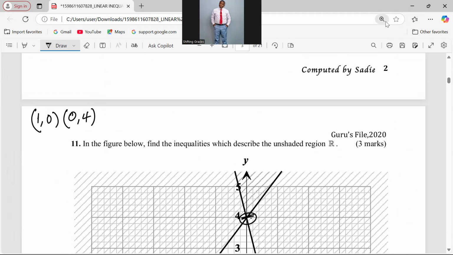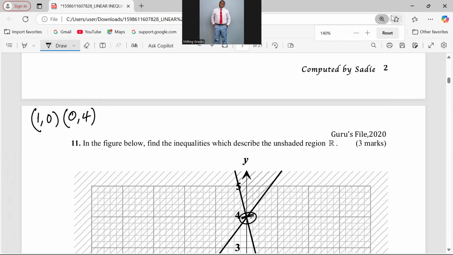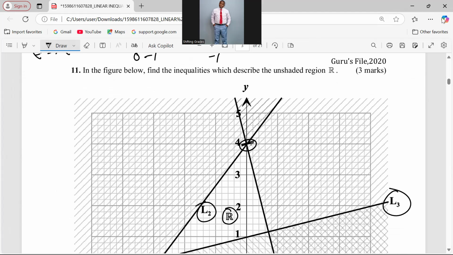To find this line, we have to begin by getting the gradient of this line. The gradient of this line is going to be the change in y, so 4 minus 0, divided by the change in x, 0 minus 1. So this shall be 4 out of -1, which is just -4. So we are having a gradient of -4. We are also having the y-intercept as 4.